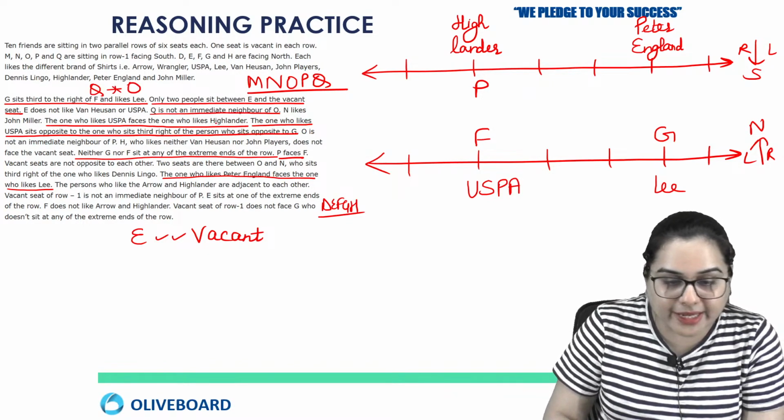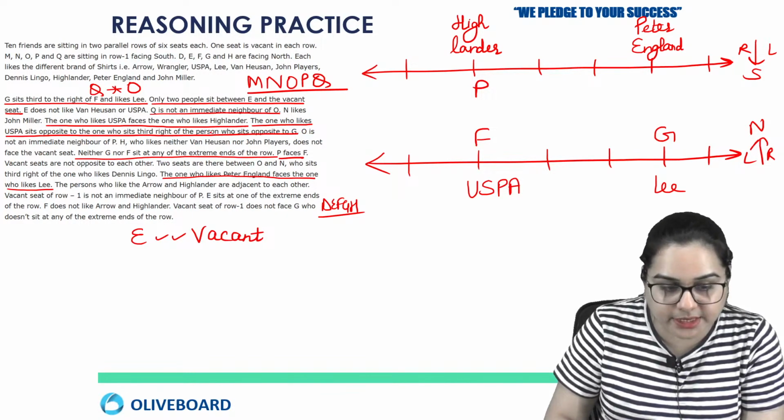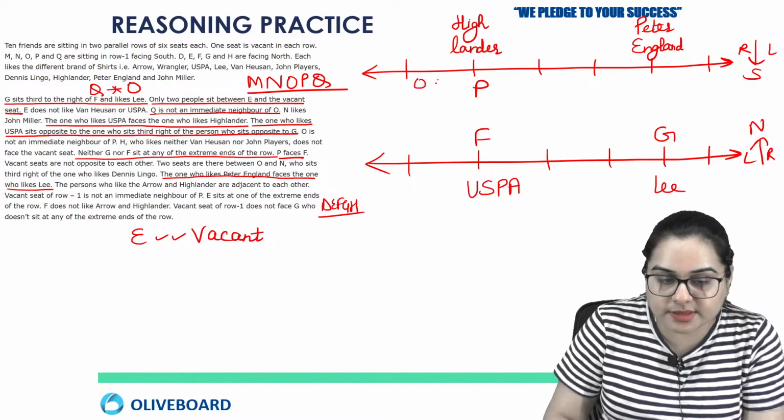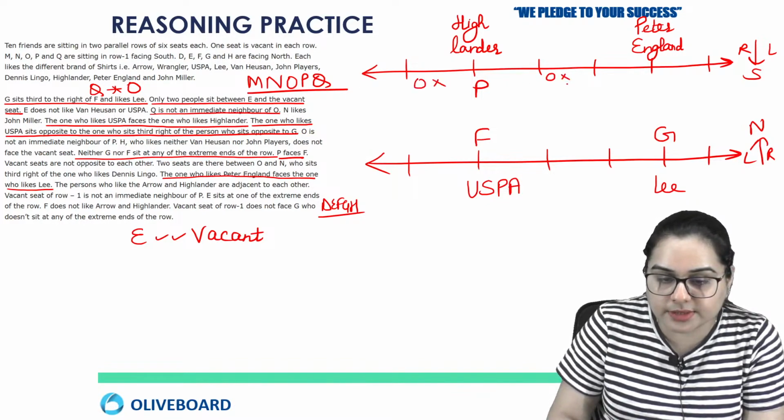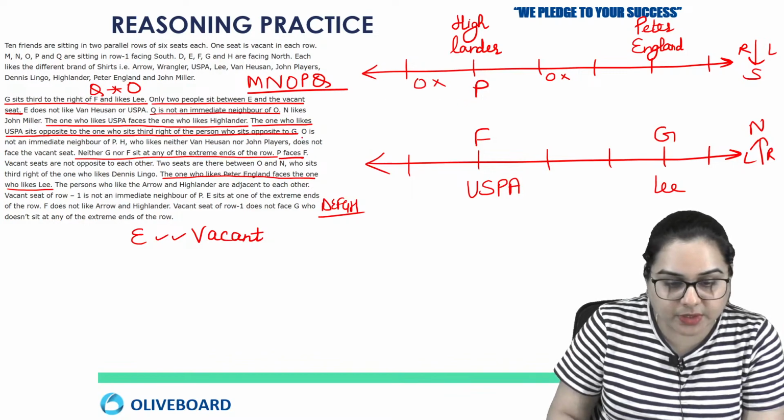Okay. Now N likes John Miller. We are going to consider this later on. Okay, now O is not an immediate neighbor of P. Now this suggests that O cannot be written on these two positions. Okay, because O is not an immediate neighbor of P.